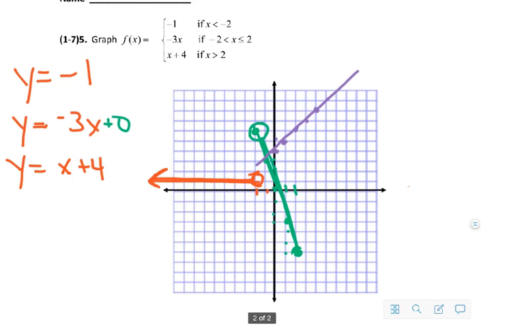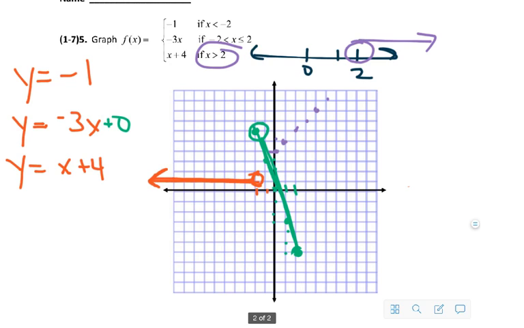The only thing with that line is that if you think about the inequality here, x is greater than 2. That means an open circle on 2 with an arrow pointing to the right. So I'm going to start at wherever 2 is on the x-axis and put an open circle, and then my arrow goes to the right, and anything else after that just gets erased. So this is what my piecewise function looks like.